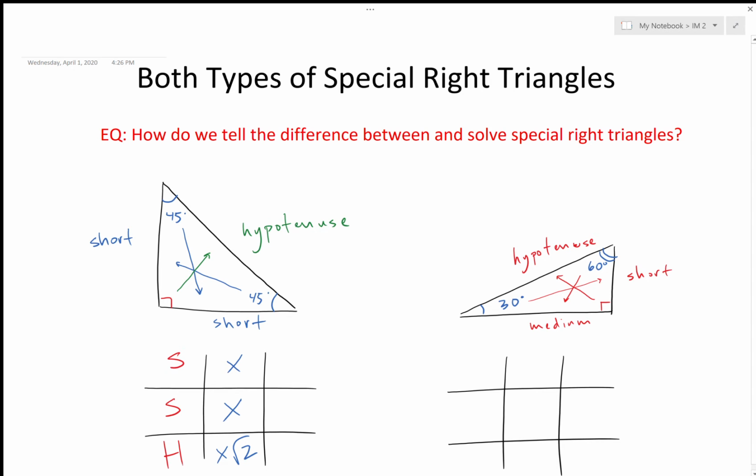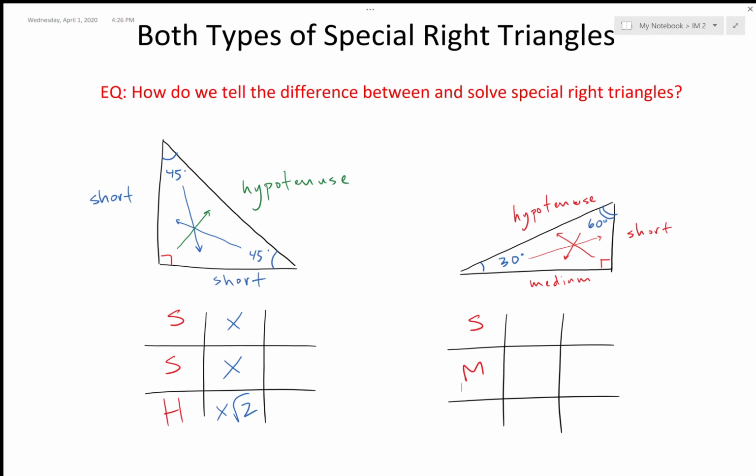So this time they're all different sizes. So the way we can fill that out, we have a short side, a medium side, and a hypotenuse side. But in this case, the ratios are different than the 45, 45, 90. These ones go x, x square root 3, and 2x. Okay? So today we're going to be given an example of a triangle. We need to figure out which of these ratio tables to use, and then go from there.